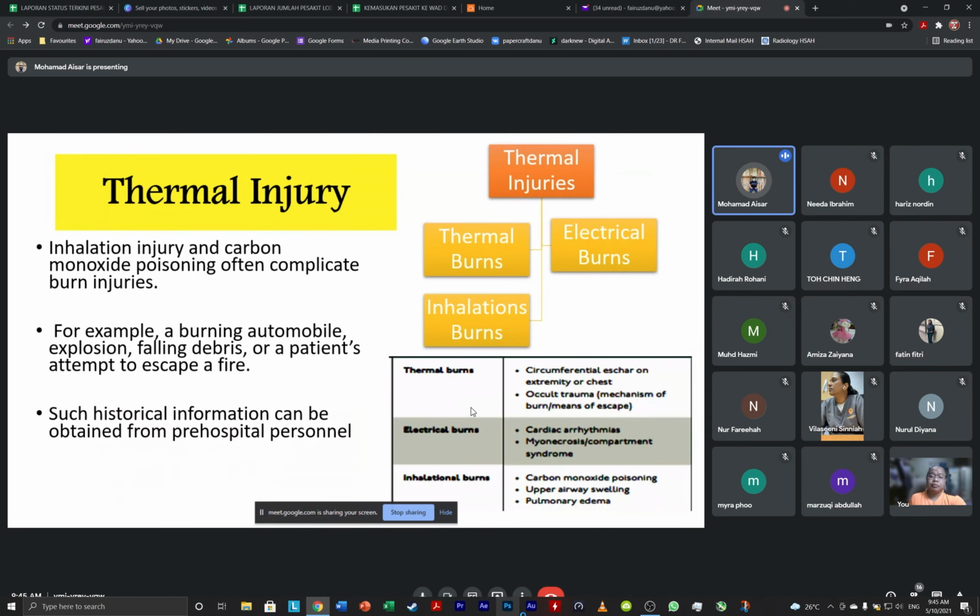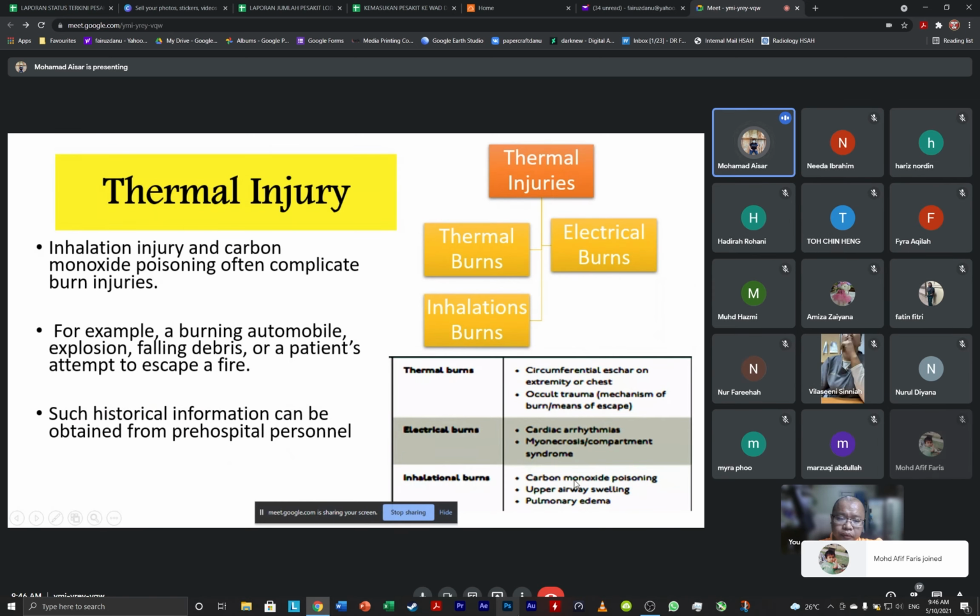For thermal injury can be further divided into thermal, electrical, and also inhalation burns lah. For example, thermal burns, there will be a circumferential scar on the extremity or chest, acute trauma, and the mechanism of burns and means of escape. For electrical burns, we can suspect cardiac arrhythmia, myonecrosis, and also compartment syndrome. Inhalational burns in carbon monoxide poisoning, where there will be upper airway swelling and also pulmonary edema.